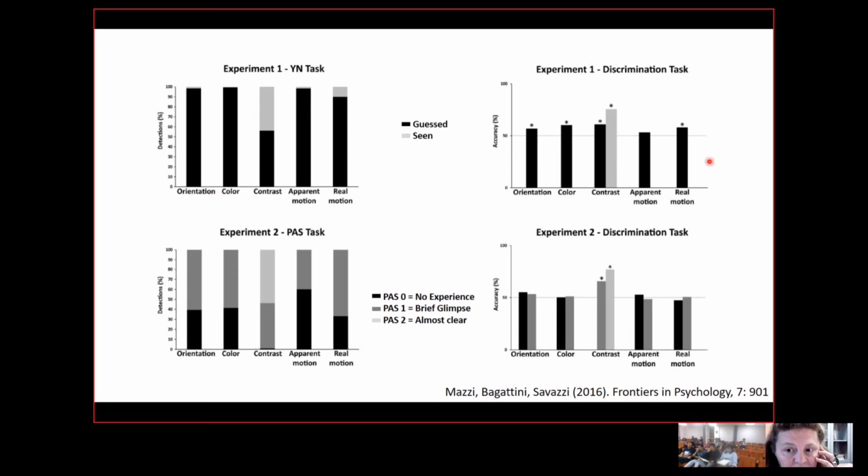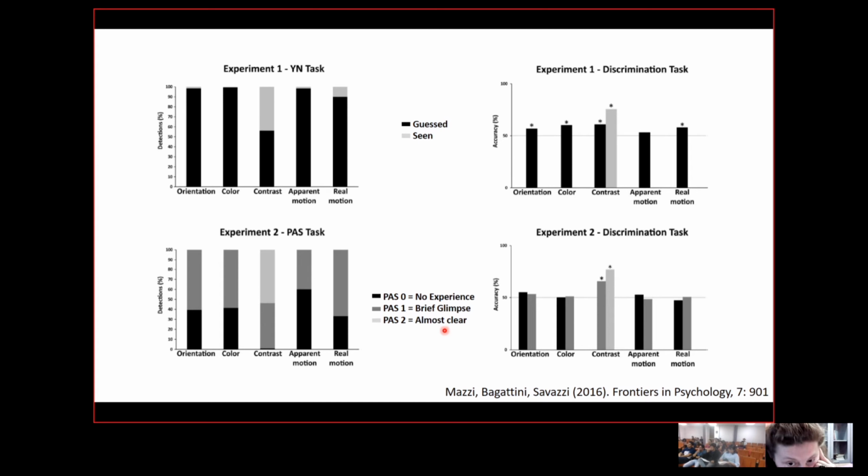And here in the discrimination, because she was forced to say vertical, horizontal, red, or green, she was always, you see the asterisks here, almost always over chance, meaning that she didn't see anything, but when she didn't see anything, she was anyway accurate. And this behavior is called blindsight. So I have no visual experience, but my behavior is over chance, which chance here is 50% accuracy.